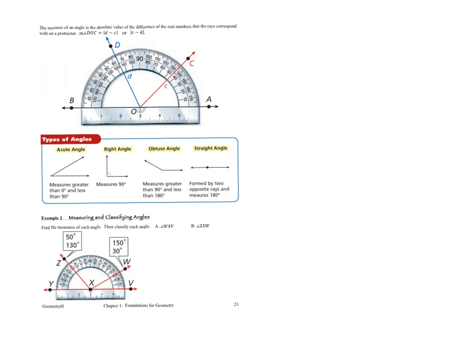I'm going to skip the protractor information for now because we're going to work on that in class. So types of angles. We have acute angle, right angle, obtuse angle, and straight angle. You may have heard of these before. Acute angle is less than 90. Some people say it's cute because it's small, so acute angle. Right angle must measure 90 degrees. And obtuse must be greater than 90 but less than 180. Because if it hits 180, then it's a straight angle, a line, basically opposite rays.